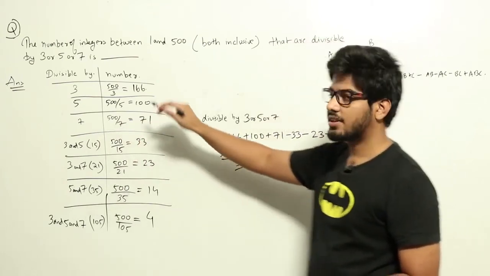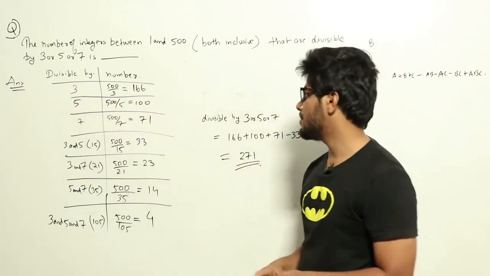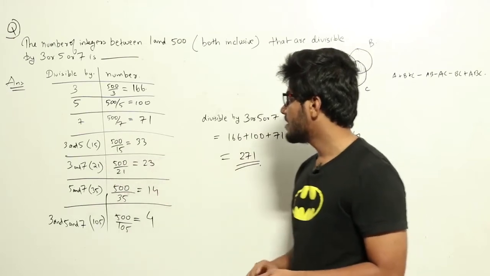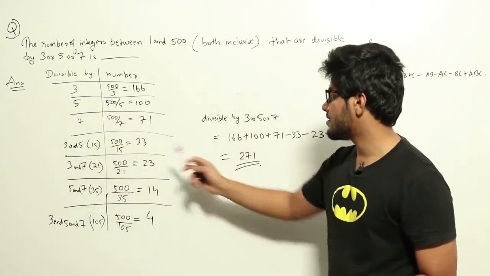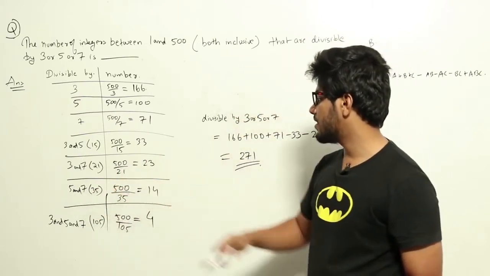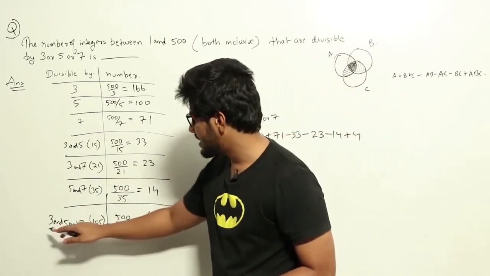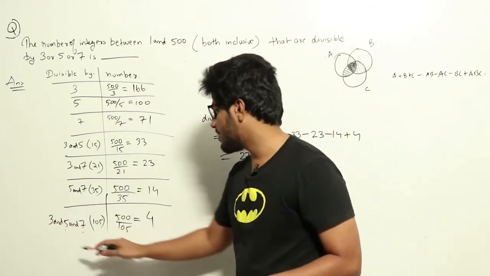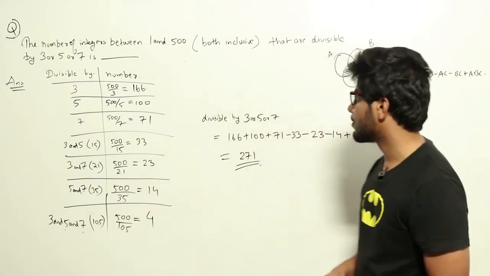Now, we need to find the numbers divisible by 3 and 5. If a number is divisible by 3 and 5, it means the number is divisible by 15. So that number is 500 by 15, that is 33. Similarly, divisible by 3 and 7 means divisible by 21, that is 500 by 21 equals 23. Divisible by 5 and 7 is 35, that is 500 by 35 equals 14. Now we need the number of numbers divisible by 3, 5 and 7. If a number is divisible by 3, 5 and 7, it means that number is divisible by 105. That is 500 by 105 equals 4.